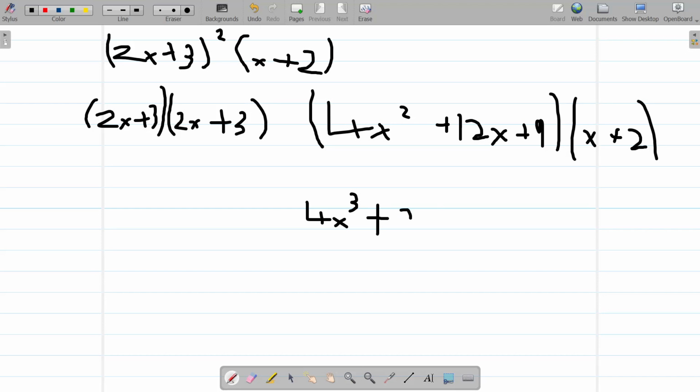Again, you can write out 8x squared and 12x squared if you need to, and then group the like terms together later. So after that, we've got 12x times 2, which would be 24x, and 9 times x, which would be 9x. So 24x plus 9x would be 33x. And then at the end, we've got 9 times 2, which would be 18.